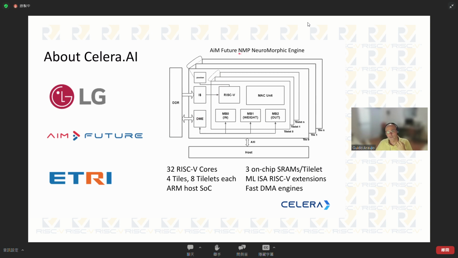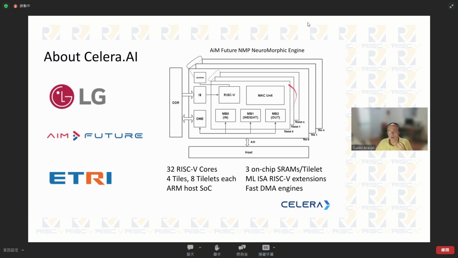AI-MIM feature has this NMP neuromorphic engine. What is this engine? It's actually a very neat design. It has 32 RISC-V based cores. These cores are divided into clusters, and these clusters are organized into larger clusters. How does it work? You have tiles, say for example 4 tiles, and each tile has 8 tilets. So let's look at tile 0 here: you're going to have tilet 0, 1, up to tilet 7.